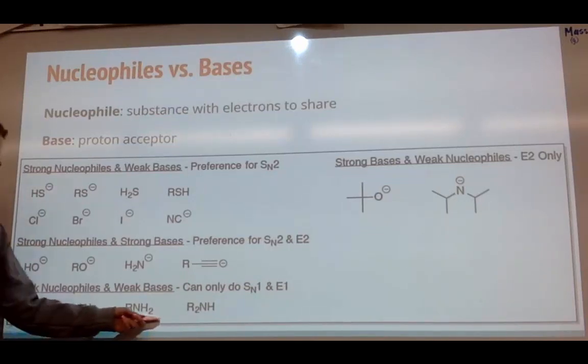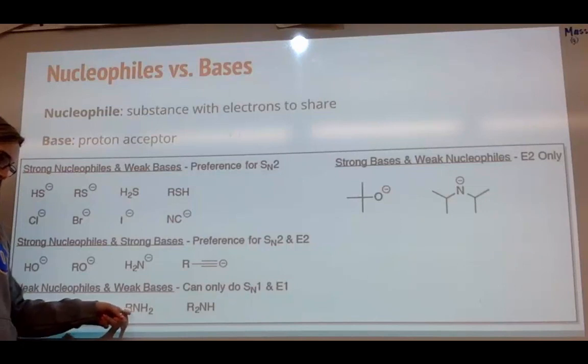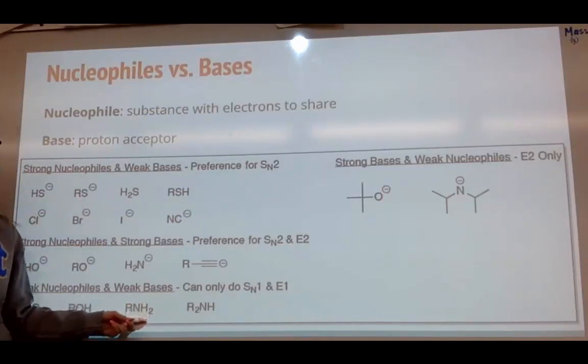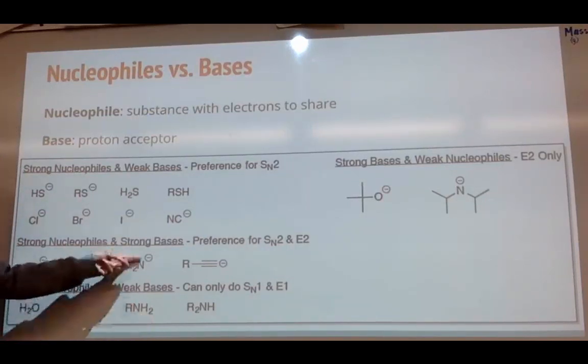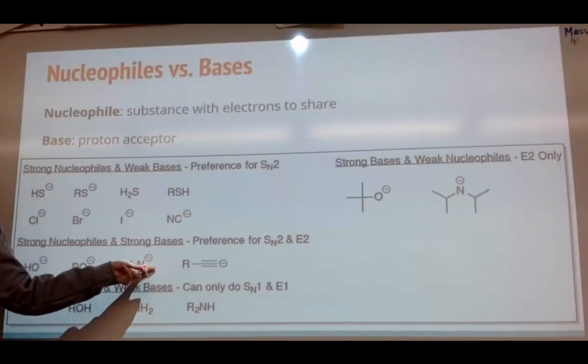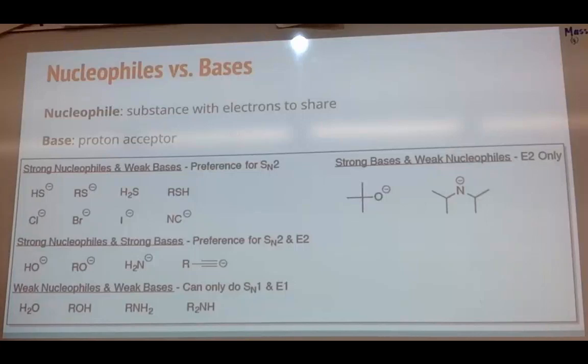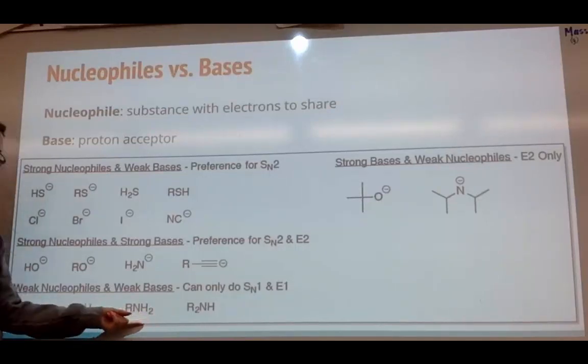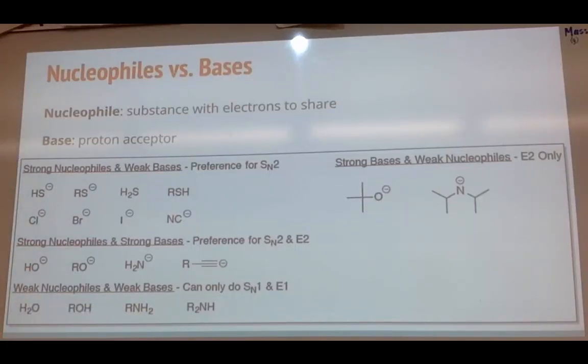And then if you have an amine, so you have some R group, R is some carbon group connected to an NH2. There's a difference again. If this was NaNH2, that's an ionic salt. That NH2 minus can break apart. This RNH2 becomes a neutral covalent compound. And so these weak nucleophiles and weak bases can only be SN1 and E1.